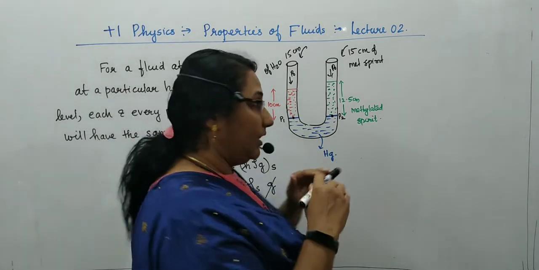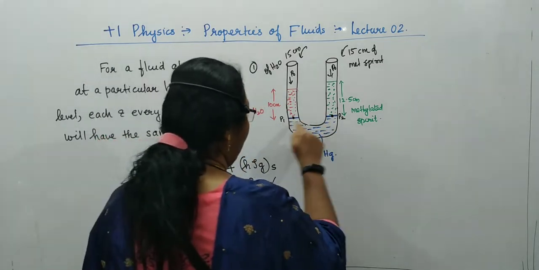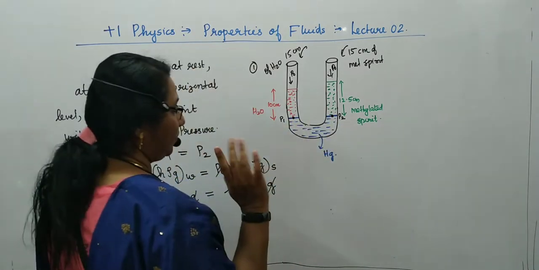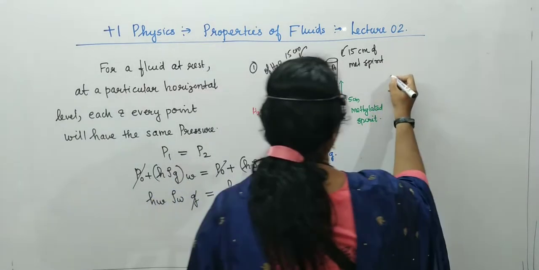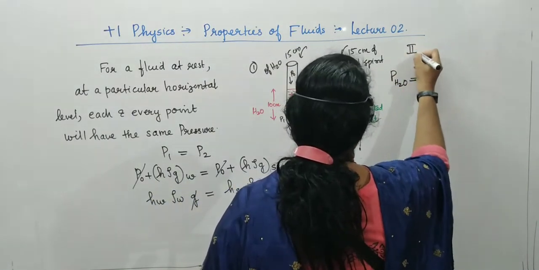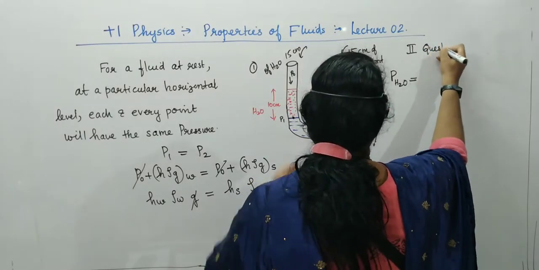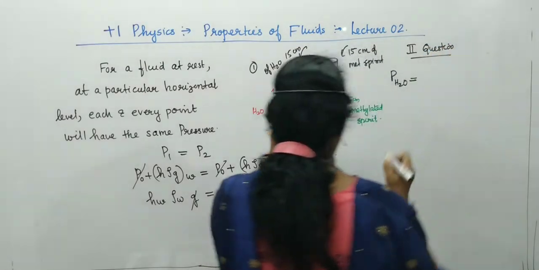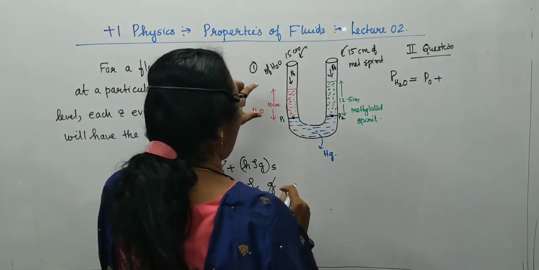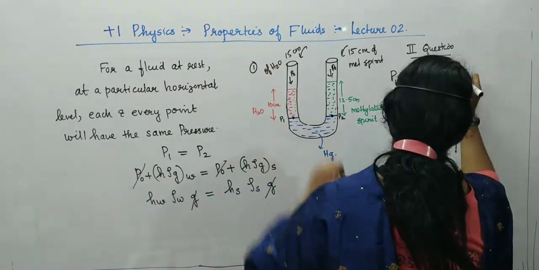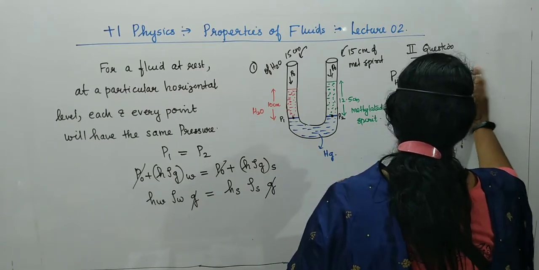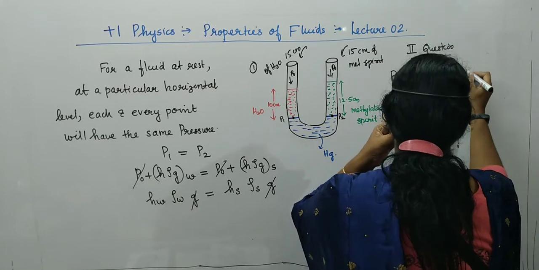At first, you have to find whether there is a difference. If the mercury in both limbs is level, then the pressure will be the same. So at first you have to find the pressure provided by water in the second case. The pressure provided by water is P0 plus, now what is the total height? 10 plus 15, 25. 25 rho g. 25 h rho g of water.